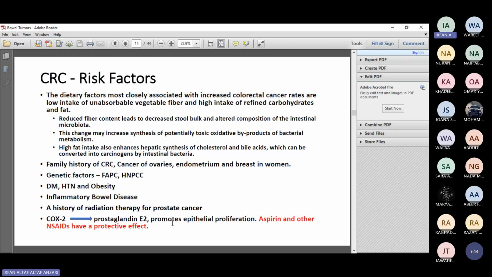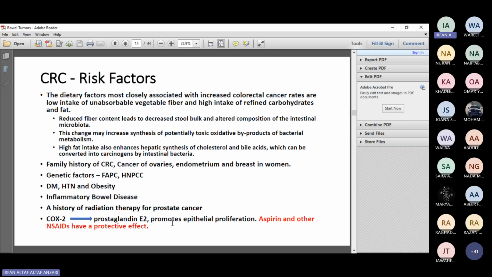So how does it affect? Because of the reduced fiber content in your diet, there is a decrease in stool bulk formation. When the stool bulk formation is not there, it will also alter the composition of the intestinal microbiota. So one thing, they will alter the normal microbiota of the colon, the GIT microbiota. And second, they have reduced bulk of the stool.